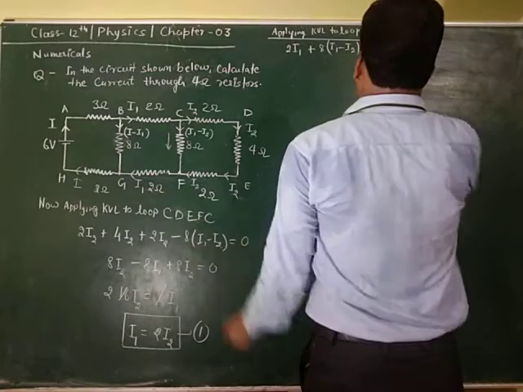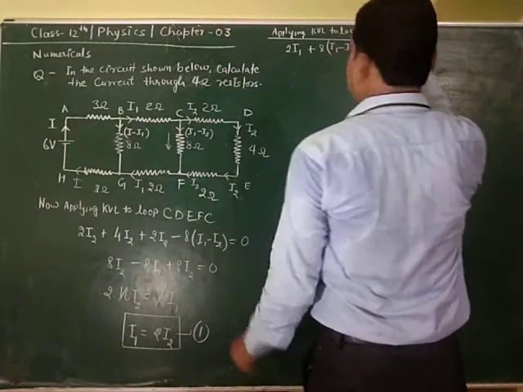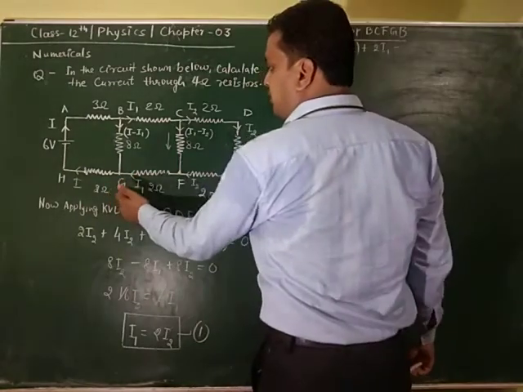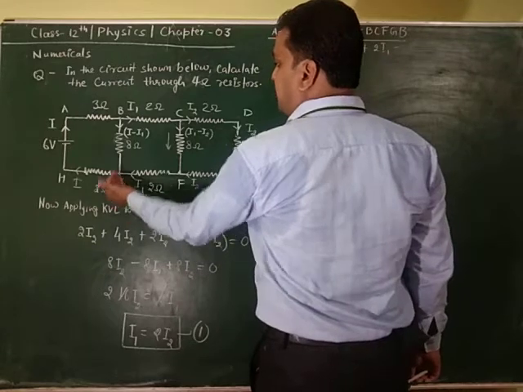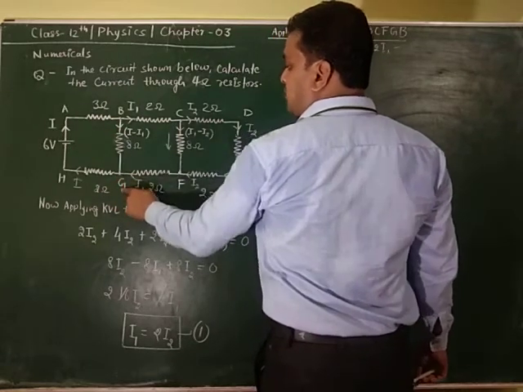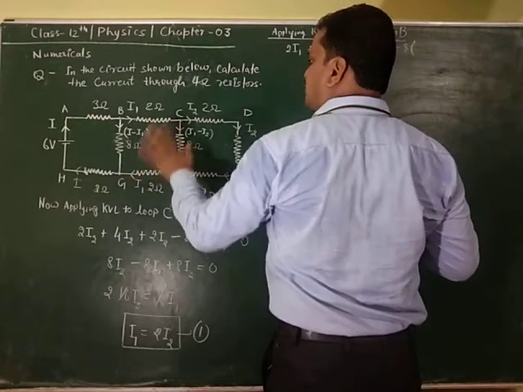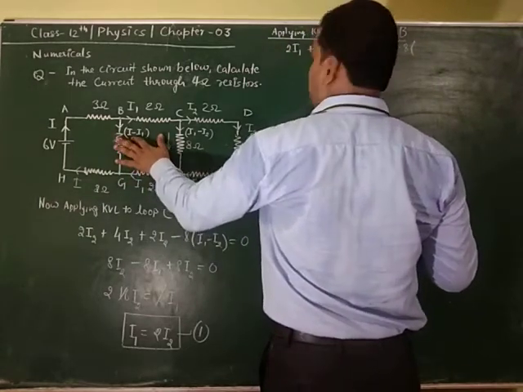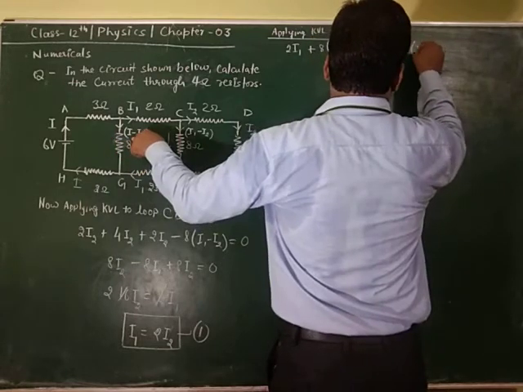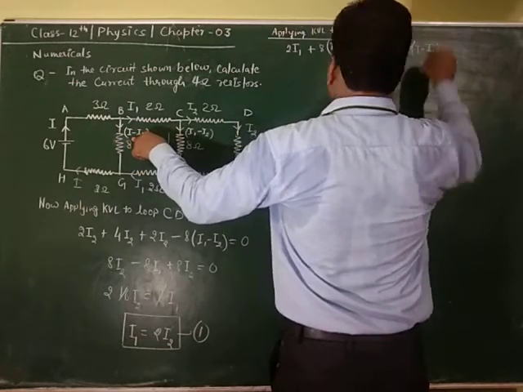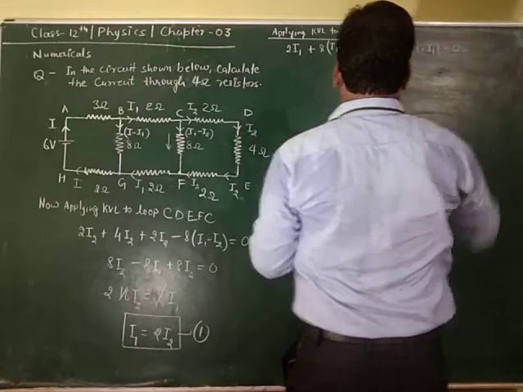So 2 into I1, 2I1 minus of. Now we have to take minus because we are moving upward and the current is coming downward. So minus, this is all according to the sign convention, which I made to understand. In the previous video you can see I minus I1 must be equal to 0.